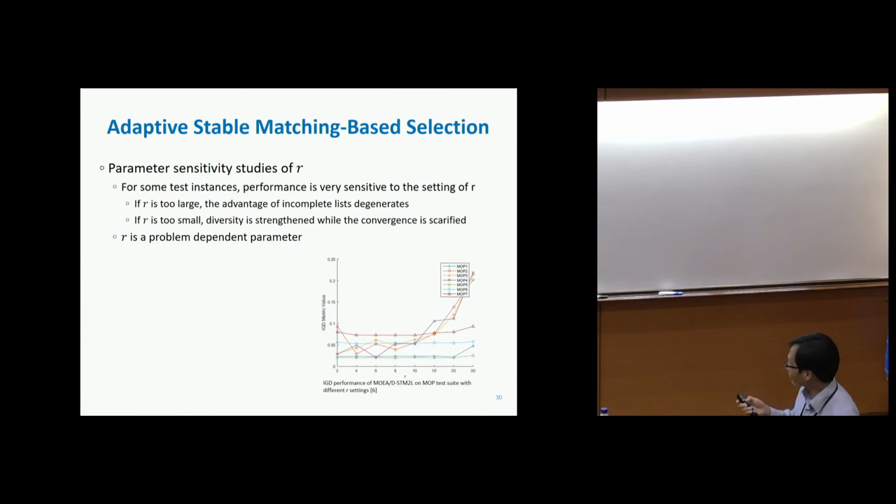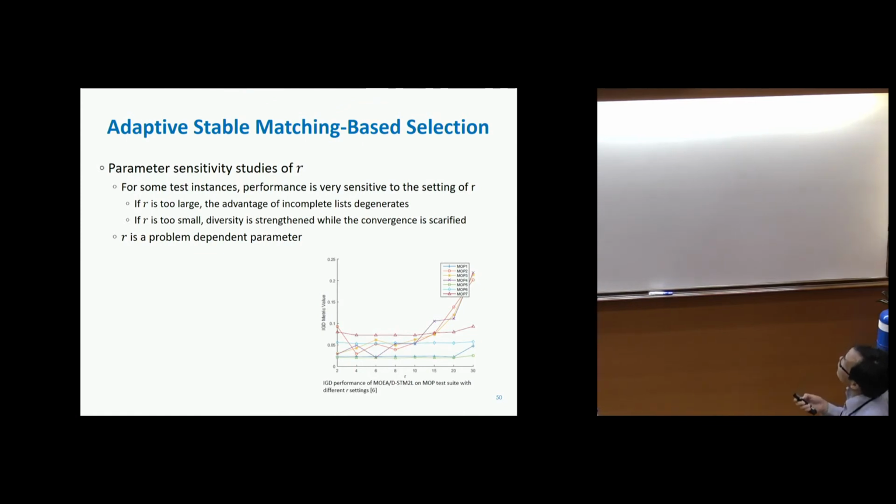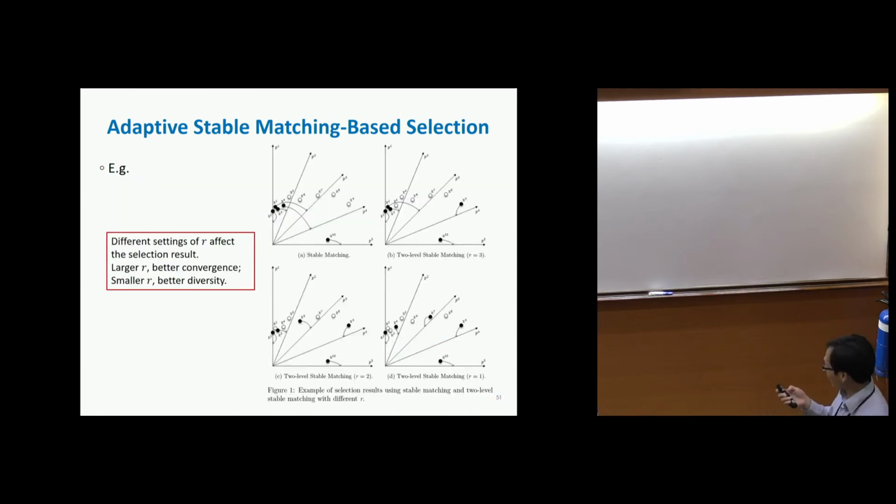So you will see that this is a very key parameter, R, for the incomplete list. How large or how small? You will see that the instance is very sensitive to the setting of R. If R is too large, then it becomes the original incomplete list. If R is too small, then the diversity is strengthened, but you will have to sacrifice the convergence. So how to set R? You will see that this is a different case.